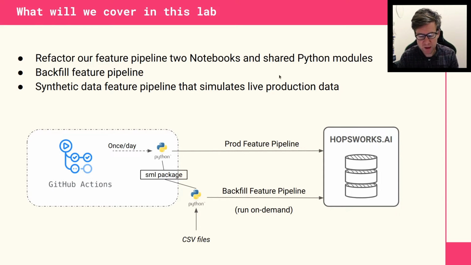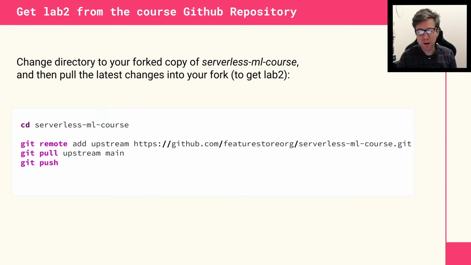These are going to run as GitHub Actions, and we also have some existing historical data as CSV files. So that's basically what we're going to build, and we're going to go through it step by step in this lab. The first part is to get lab 2 from the course repo in GitHub.